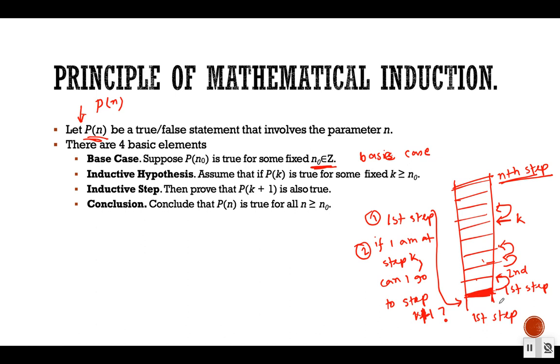So we have to have a base case, and we have to prove that our propositional function is true for some base case.